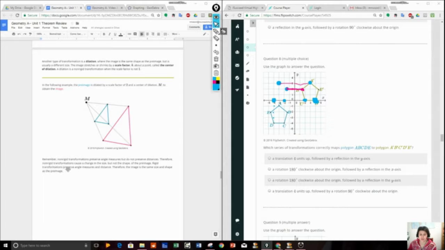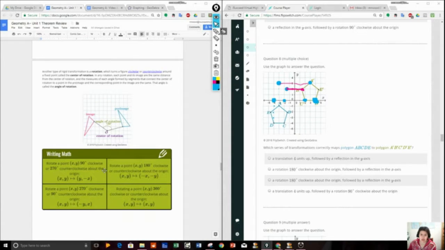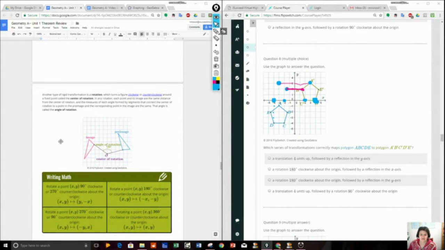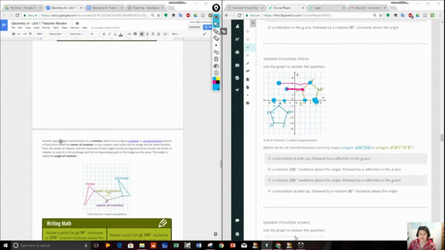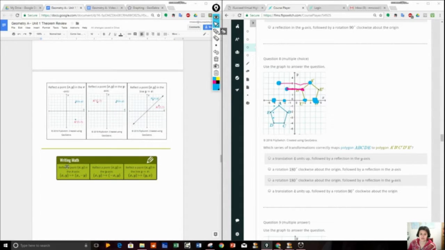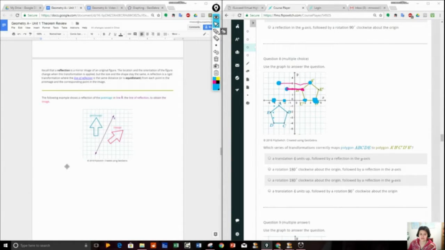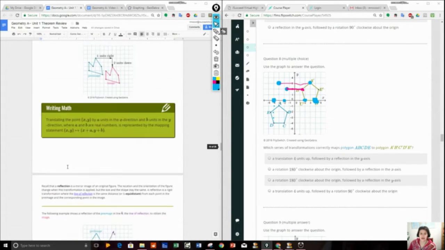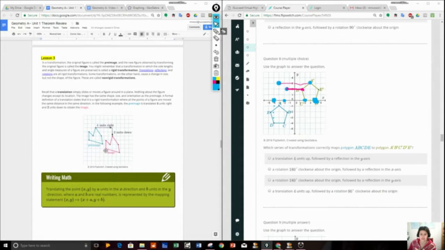Rigid transformations preserve angle measures and distance, so the image is the same size and shape as the pre-image. And what are the rigid transformations? Well, rotations are, reflections are, and so are translations. It's also listed right here at the very top: translations, reflections, and rotations are all rigid transformations.